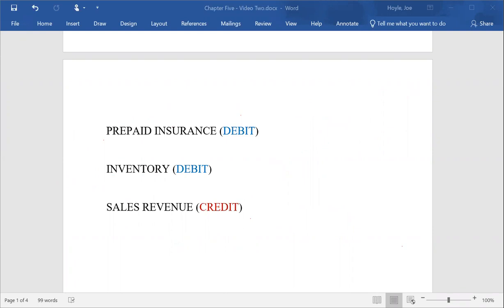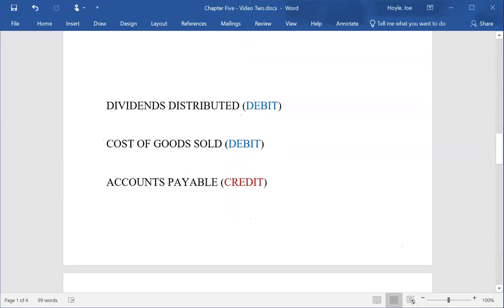Prepaid insurance is a current asset. Inventory is a current asset. They're reported on the balance sheet. Sales revenue is the measure of the inflow or increase in net assets from selling goods or services. That appears at the beginning of the income statement. Did you know that? And of course you did. But can you use it? That's what we want. It's not just learning the material, it's being able to use it so that you can understand what the company is telling you.